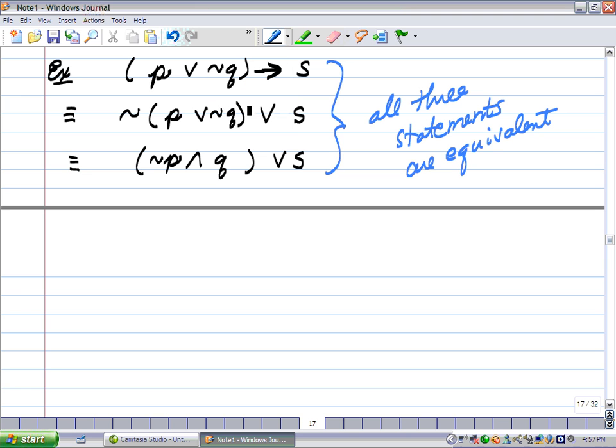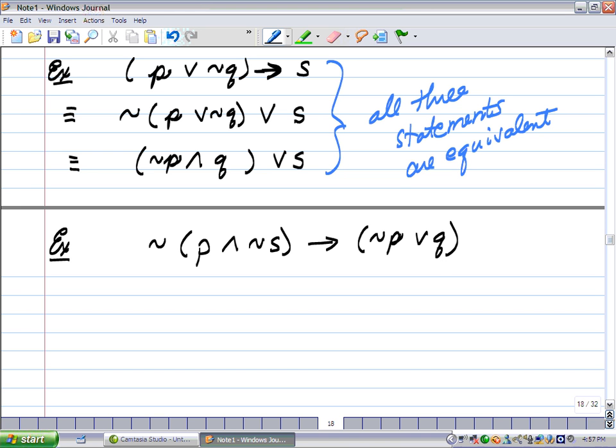Let's do another example. Let's say we have not P and not S implies not P or Q.